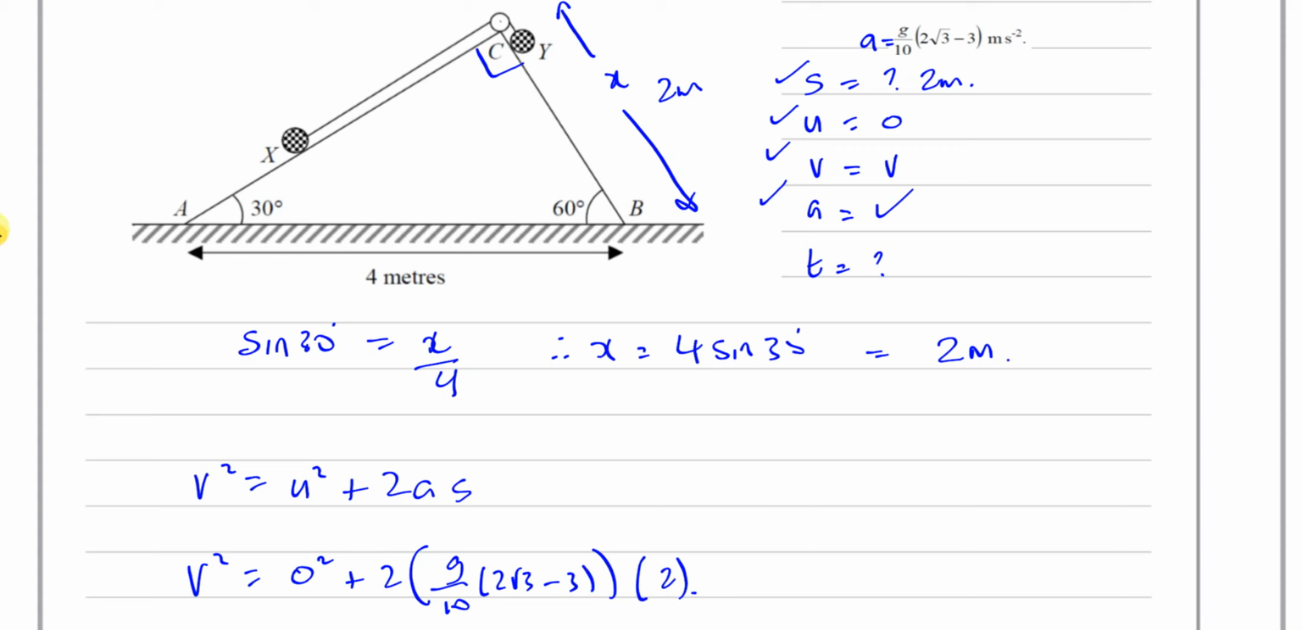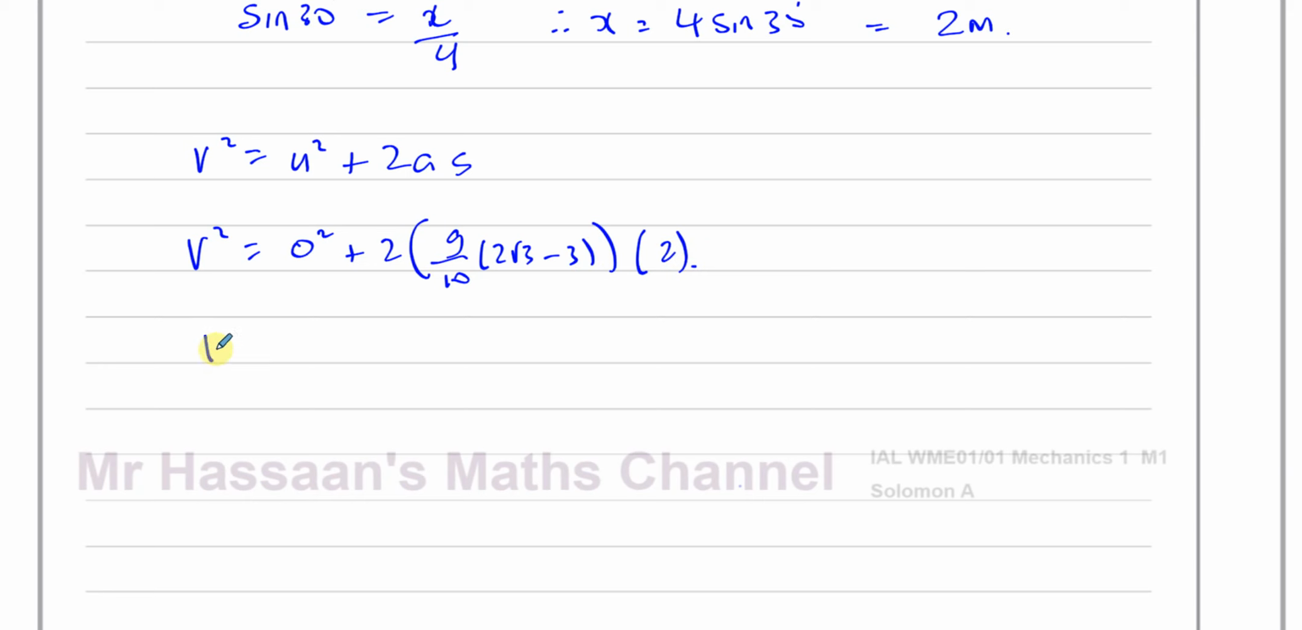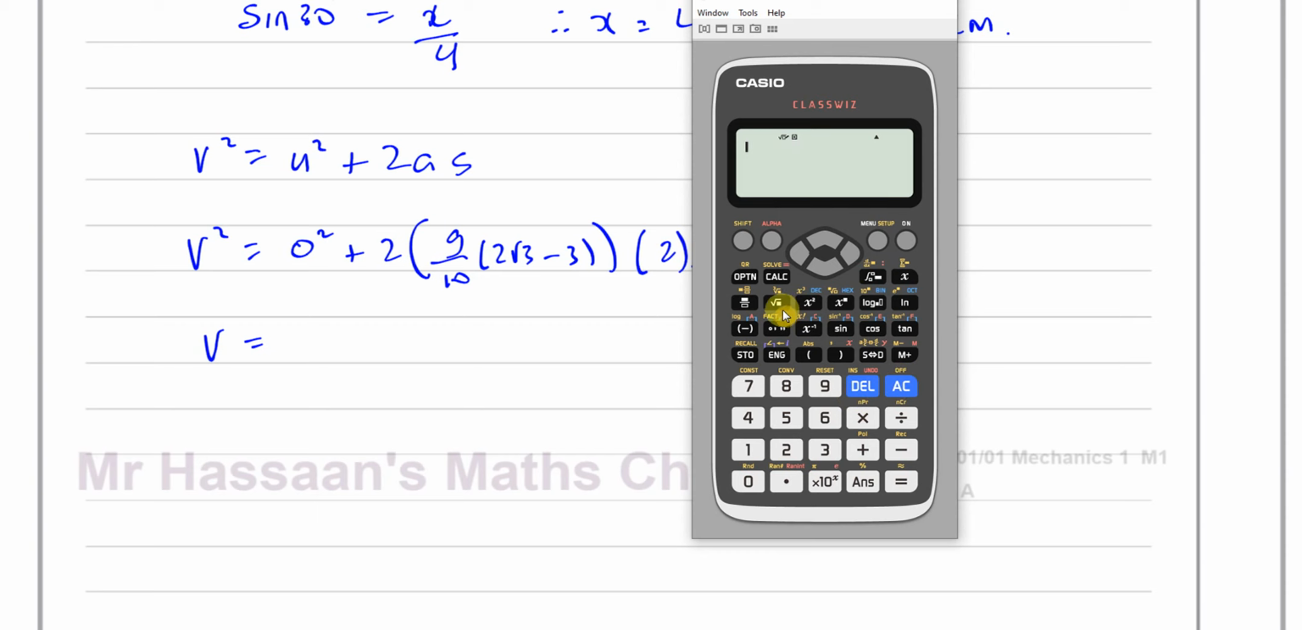So if I just stick this all in my calculator and find the square root of it, I'll get my answer. So I'll take the square root of 4 over 10 g, which is 2/5 g. I'll just write it as 2/5 g. 2 over 5 times g, which is 9.8, and then I'm going to have times 2 root 3, and then minus 3.